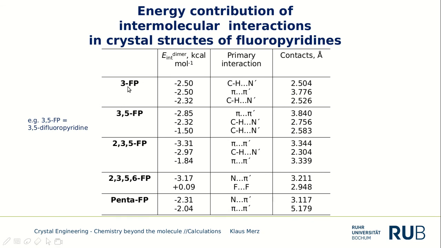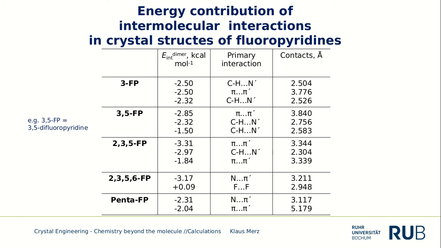Here, 3-Fp or 3,5-Fp means 3,5-difluoropyridine. So this is 3-fluoropyridine, 3,5-difluoropyridine, 2,3,5-trifluoropyridine, and so on. This is the column of energy. These are the primary interactions between the dimers. And here are the contact lengths, the lengths of the contacts. Okay, a lot of values.